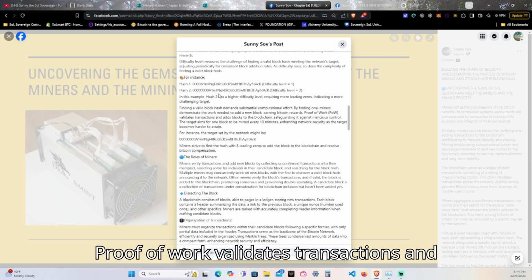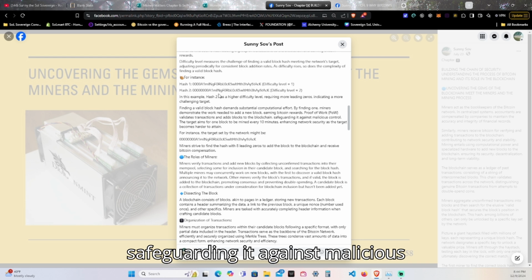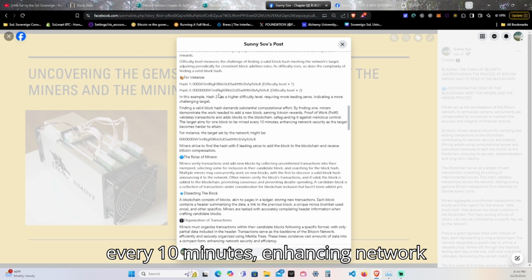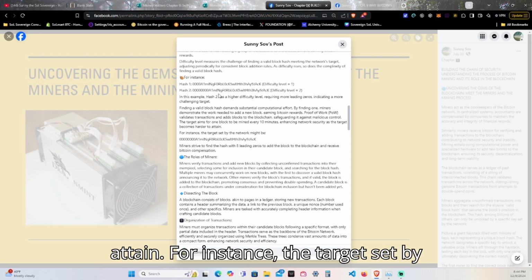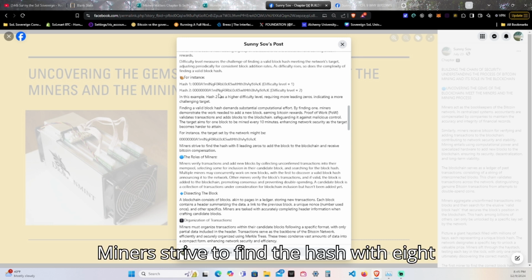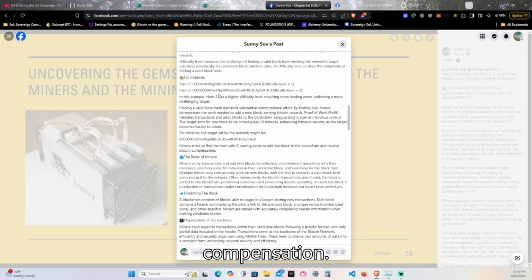Proof of work validates transactions and adds blocks to the blockchain, safeguarding it against malicious control. The target aims for one block to be mined every 10 minutes, enhancing network security as the target becomes harder to attain. For instance, the target set by the network might be the following. Miners strive to find a hash with 8 leading zeros to add the block to the blockchain and receive Bitcoin compensation.